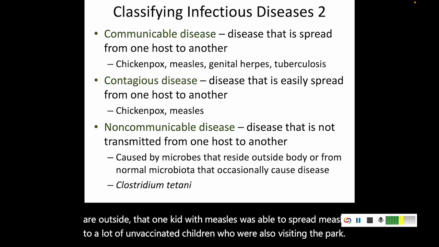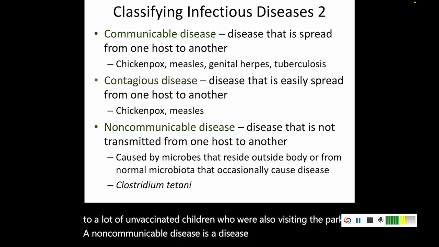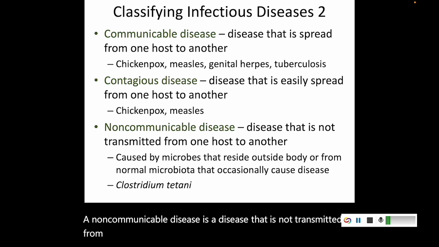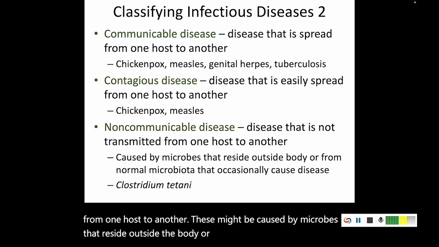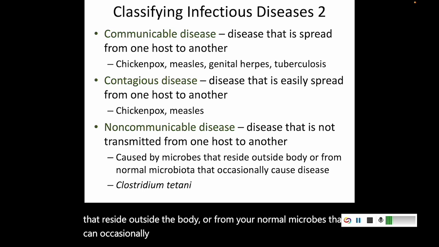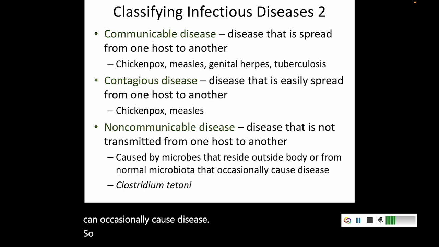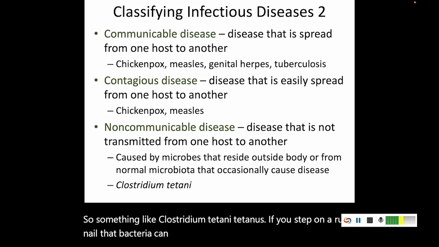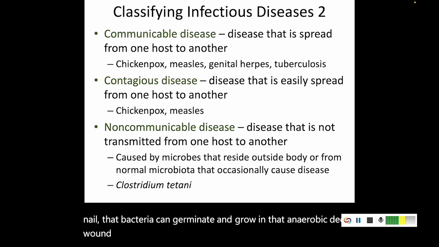A non-communicable disease is a disease that is not transmitted from one host to another. These might be caused by microbes that reside outside the body or from your normal microbes that can occasionally cause disease. So something like Clostridium tetani, tetanus. If you step on a rusty nail, that bacteria can germinate and grow in that anaerobic deep wound. But if you have tetanus, you're not likely to spread it to something else.